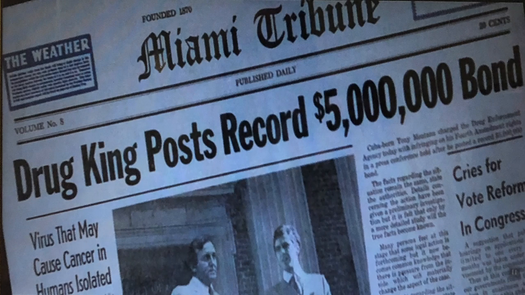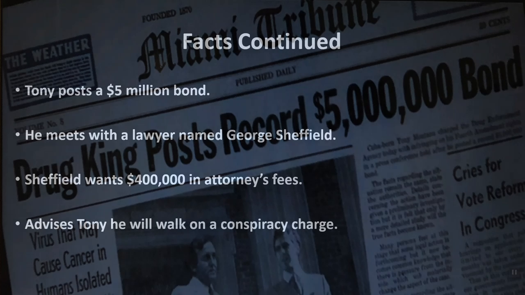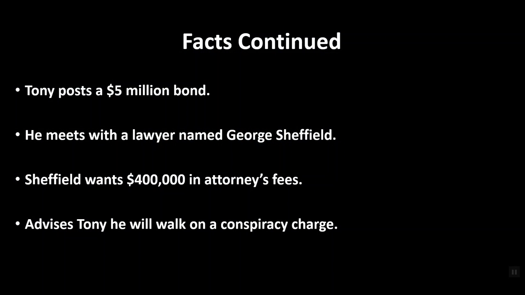Tony makes a record bond for $5 million. And in a short scene following, he meets a lawyer named George Sheffield, who was the top dog and quite the scumbag in Miami. Sheffield advises Tony that for an amount of $100,000 in a check and $300,000 in cash, he can get him off on a conspiracy charge.